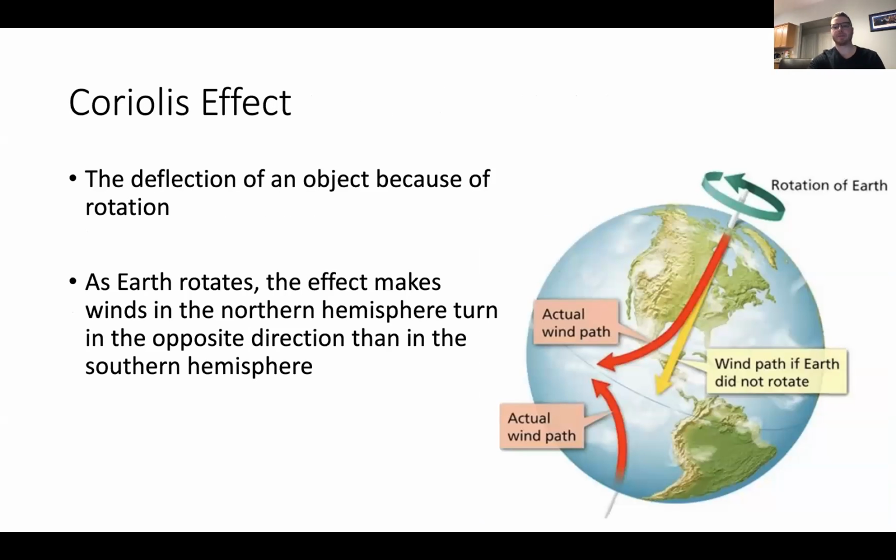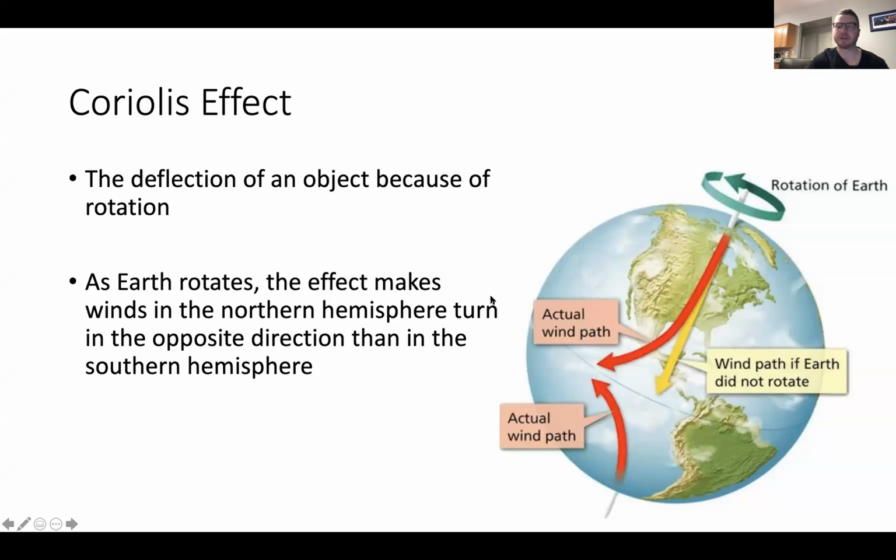So the Coriolis effect, this is the deflection of an object because of its rotation. Okay, so I don't know if any of you guys have ever been on a merry-go-round, right? That's the thing that you jump on and it spins and it spins and it spins. If you were to try to roll a ball off of the end of a spinning merry-go-round, it's going to be influenced because of the direction of the merry-go-round.